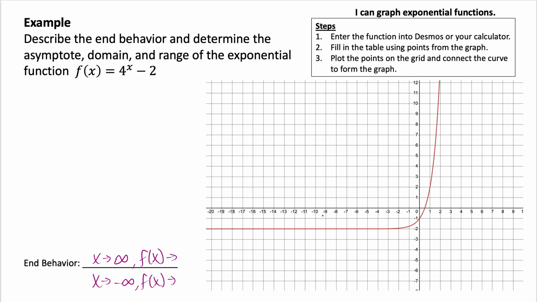Well, notice that as x approaches +infinity, as this function goes to the right, the y values are going up. So we would say that f of x approaches +infinity. When x approaches -infinity, so when x goes to the left, the f of x values are getting really, really close to that asymptote. So we would say that f of x approaches -2. Okay, so that's how the asymptotes can help you determine the end behavior of the function.